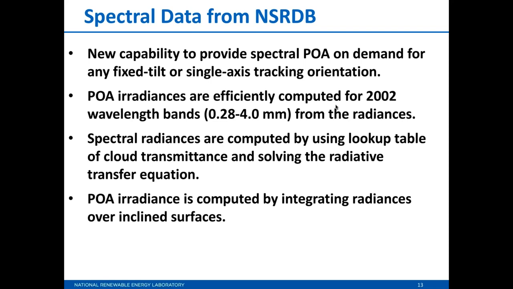What we're doing here is that because we are trying to calculate the plane of array, we essentially calculated radiances at different sky view angles, multiple sky view angles, and these are integrated based on whatever the plane of array is to calculate the integrated irradiance. Normally, solving this problem using the traditional models is extremely slow. So we've developed a very fast model which essentially uses a lookup table for the cloud transmittance, which has sped up the computation and has enabled us to make this data available on demand to the user.